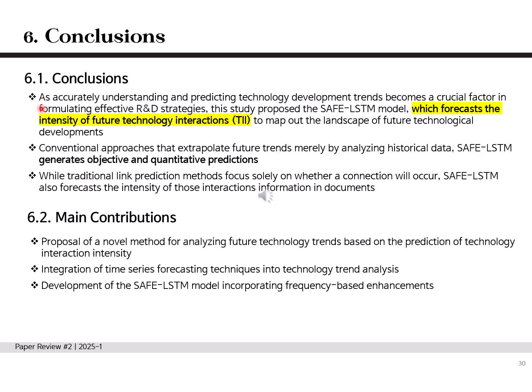For the conclusion, as accurately understanding and predicting technology development trends becomes a crucial factor in formulating effective R&D strategies, this study proposed the SAFE-LSTM model, which forecasts the intensity of future technological interactions (TII). SAFE-LSTM generates objective and quantitative predictions of future trends merely by analyzing historical data. While traditional link prediction methods focus solely on whether a connection will occur, SAFE-LSTM also forecasts the intensity of those interactions.